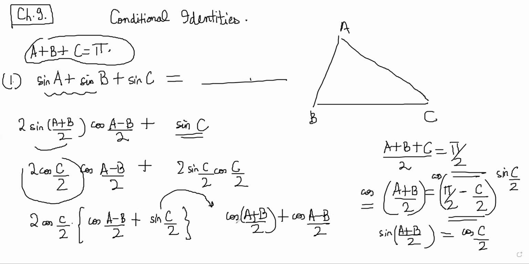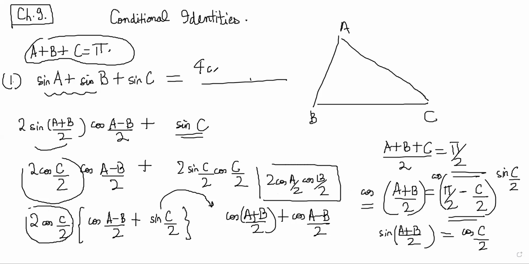Yes, sir. So that will become 2 cos A/2 cos B/2. Once you expand, cos (A/2 + B/2) plus cos (A/2 − B/2), that will be 2 cos A/2 cos B/2, right? Yes, sir. So finally this multiplies with 2 cos C/2 and you get 4 cos A/2 cos B/2 cos C/2, right? Yes, sir. Now you can verify that in any triangle that is an identity. This is always true. Okay.